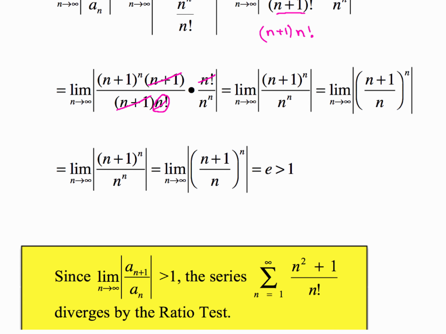When you write your conclusion, make sure you state: since the limit as n goes to infinity of a sub n plus 1 over a sub n is greater than 1, the series, and make sure you state what the series is that you're testing, then you have to say what it does. It diverges by the ratio test. If you leave off ratio test, no point for you. If you don't put the series and label it, no point for you. And of course, if you don't say diverge or converge, again, no point for you. I pity the fool that don't put all those pieces in there, because then no points for you.